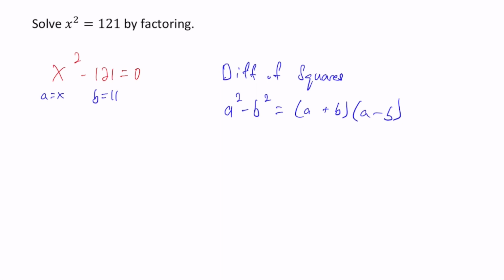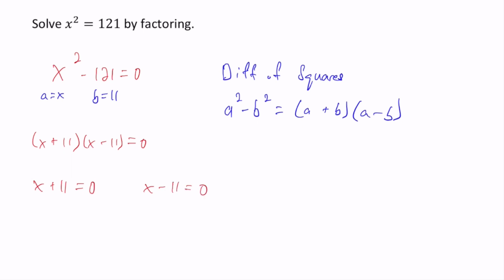We can factor our quadratic expression and write x plus 11 times x minus 11, and that equals 0. Now the left side of the equation has two factors being multiplied, and that product equals 0. We're allowed to use the zero product property and split these into two equations. X plus 11 equals 0 and x minus 11 equals 0.